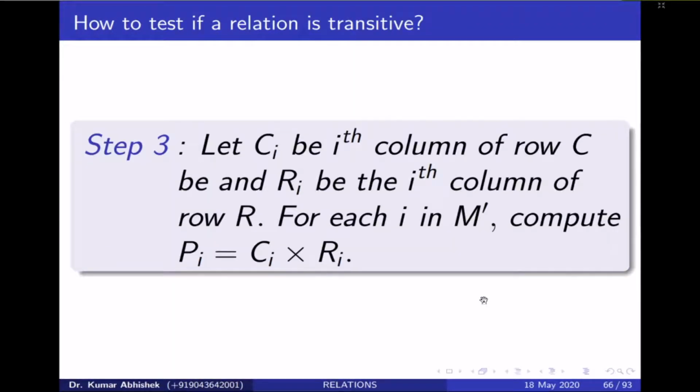In step 3, we define Ci to be the ith column of C and Ri to be the ith row of R, and for each i in M dash we define Pi as the Cartesian product of Ci and Ri. As I have repeated earlier also, this product is order sensitive and we will not change the order of Pi. It will always be in the order of Ci cross Ri.